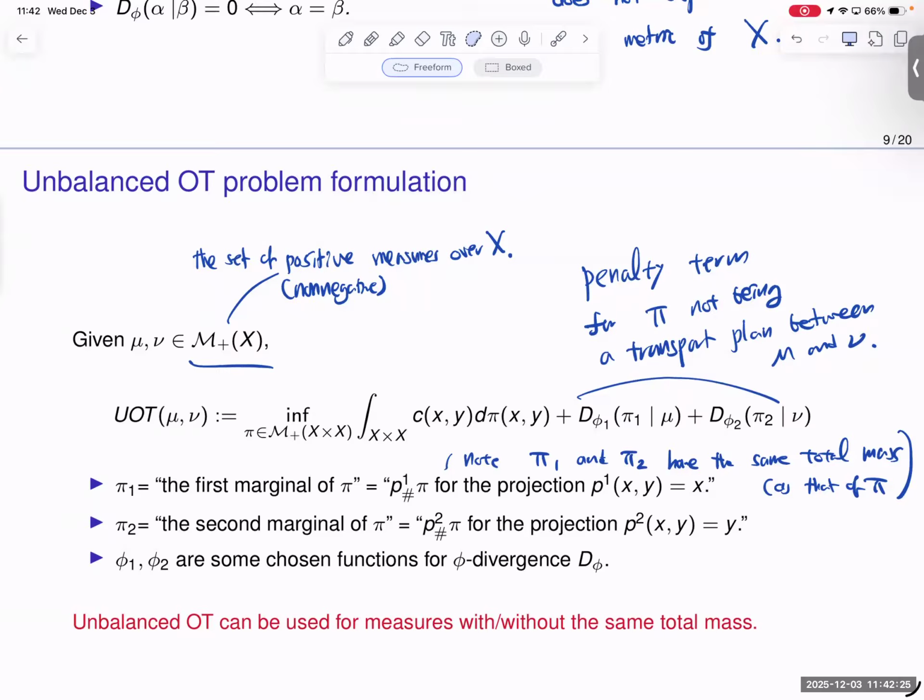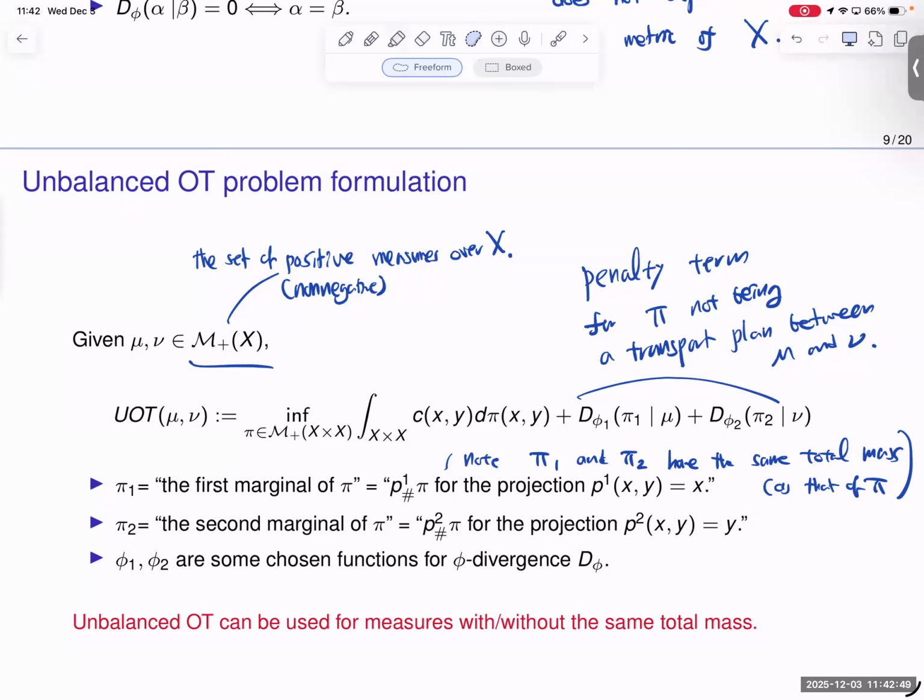Other question? I do. Oh yeah, sorry. My question is, does this unbalanced OT problem have a dual form? Can you just repeat, please? I just missed. Does this unbalanced OT problem have a dual formulation? Oh yeah, of course. Yeah, sure.